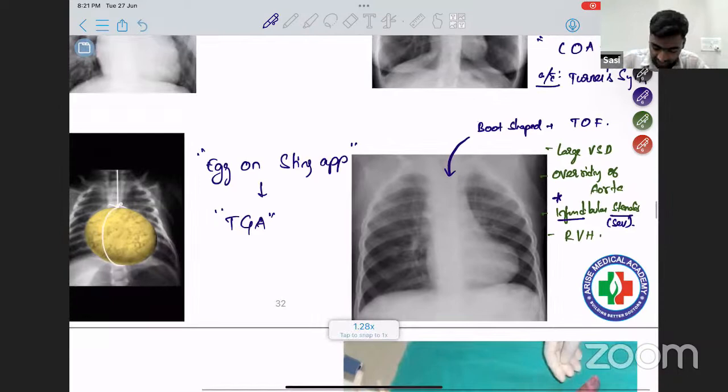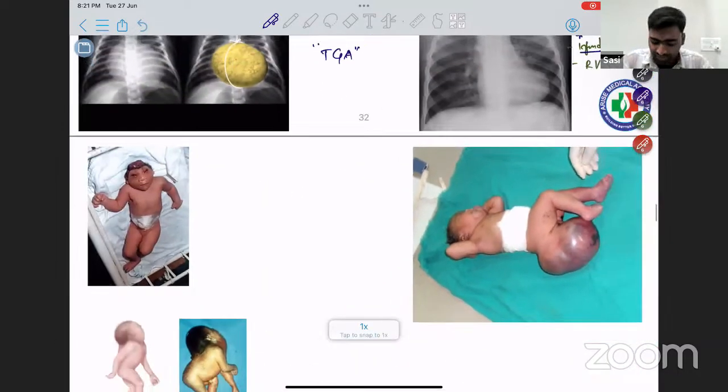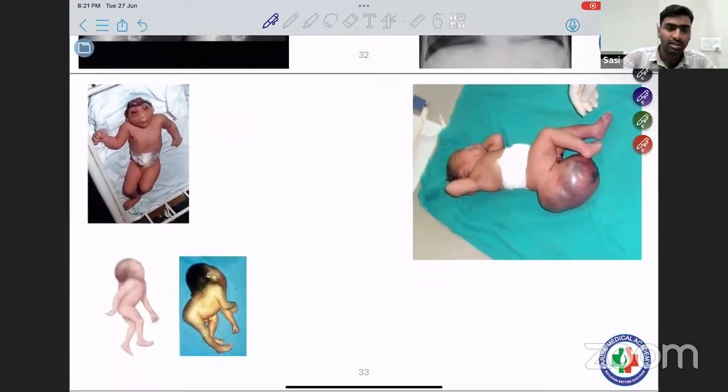Just keep going. There are a few congenital anomalies you need to remember. First one, if there is absence of the cranial cavity or cranial vault, what is this condition known as? You will see this frog eye appearance on ultrasound. Yeah, it is the anencephaly.